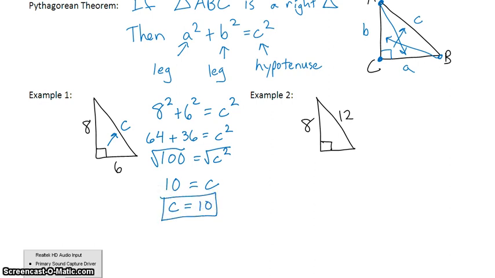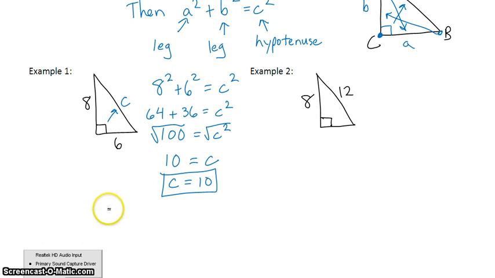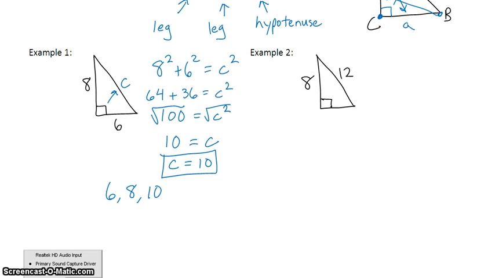If we look at the three sides of this triangle, we have 8, 6, and 10. Notice that all three numbers are integers and they're positive. When we have three positive integers that make the Pythagorean theorem true, those three numbers are known as a Pythagorean triple.